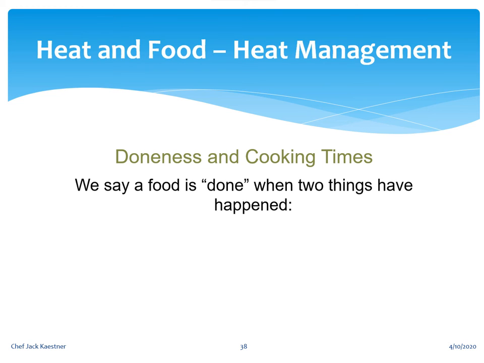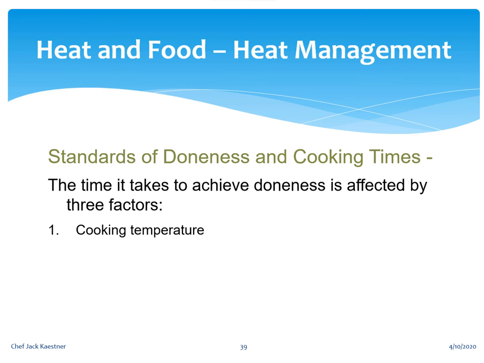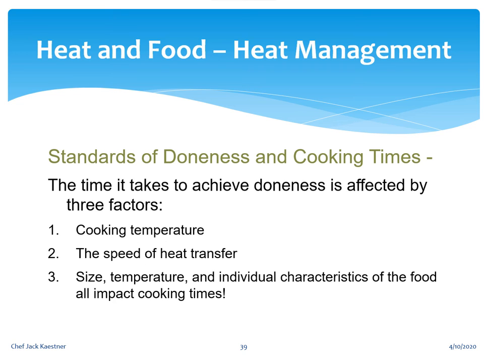Doneness and cooking times: we say a food is done when two things have happened: the interior temperature has risen to the desired degree, and desired changes have taken place in the food. So the time it takes to achieve that is affected by three factors: how hot, the speed of heat transfer, and the size, temperature, and individual characteristics of the food all impact cooking times.